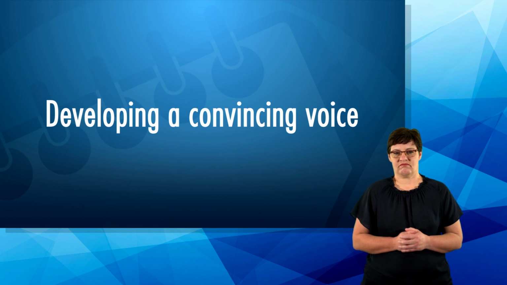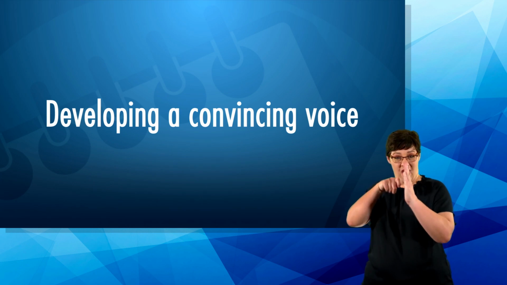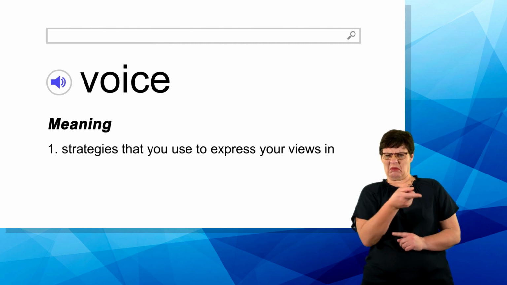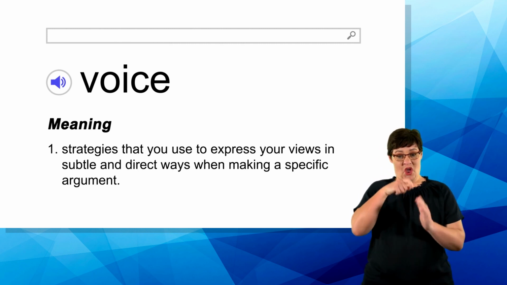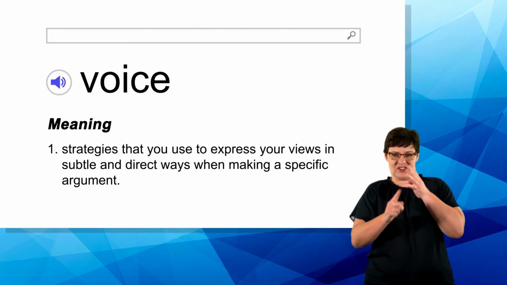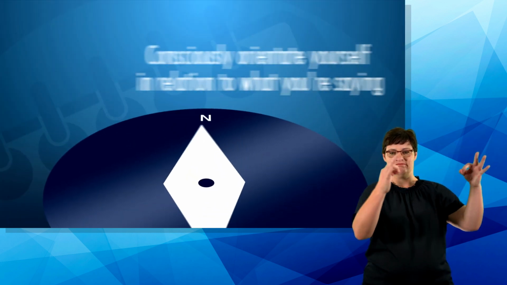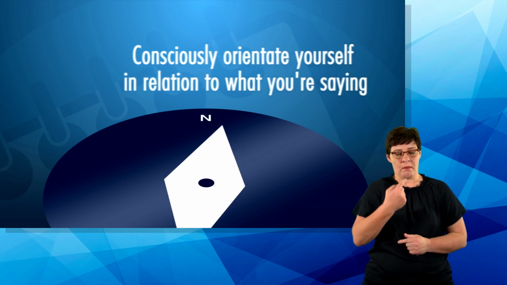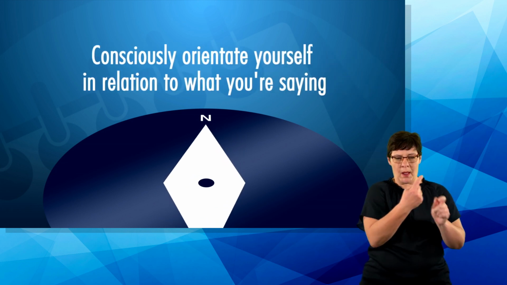When you write in the academic environment, you have to be able to indicate to your readers that you have an academic voice. The concept of voice refers to strategies that you use to express your views in subtle and direct ways when making a specific argument. This means that you consciously orientate yourself in relation to what you're saying.